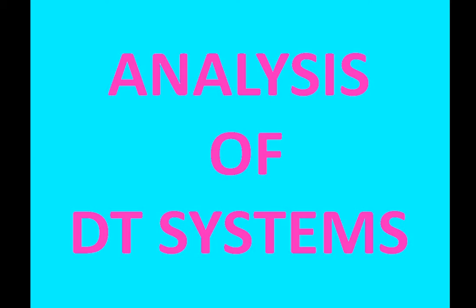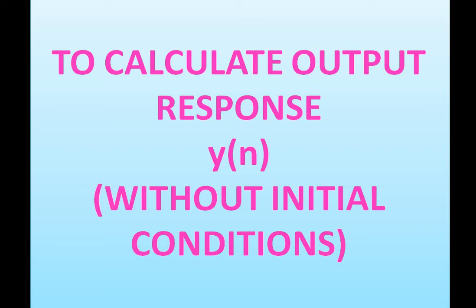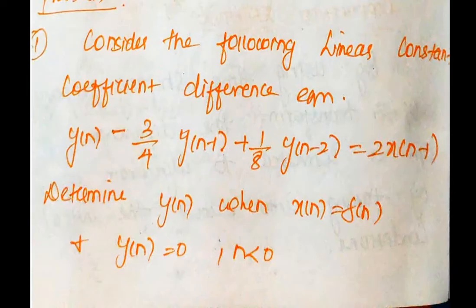So we are discussing analysis of DT systems. In this video we will learn how to calculate the output response y of n of a DT system without considering the initial conditions. So here is a question.